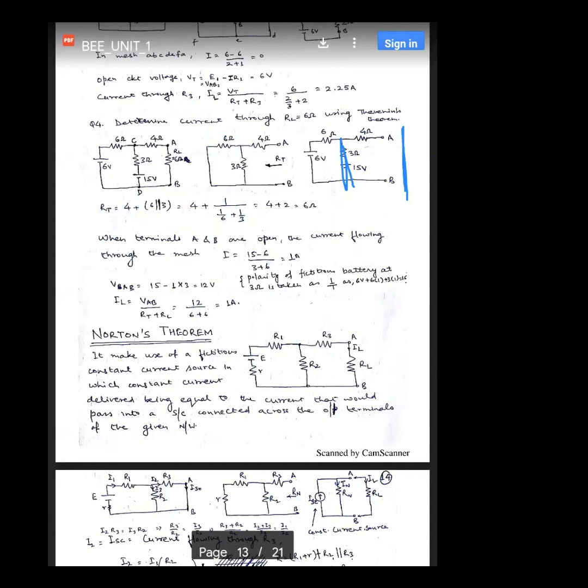And now we can apply Ohm's law, with open circuit voltage 12 volts, load resistance 6 ohms, and Thevenin resistance 6 ohms. So 6 plus 6 becomes 12, and the numerator is also 12. So the load current is 1 ampere. Is this clear to everyone?